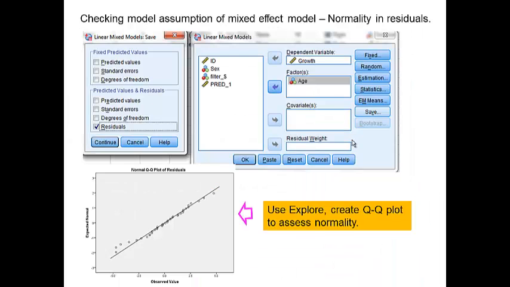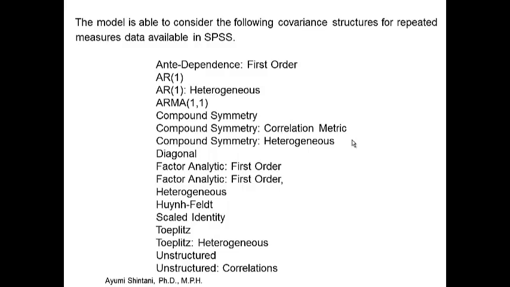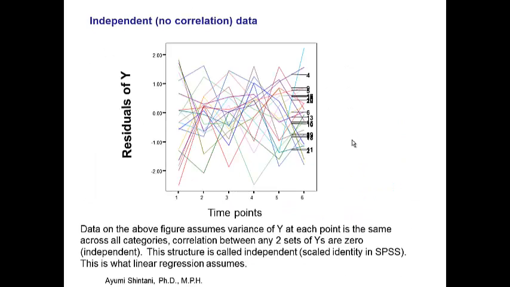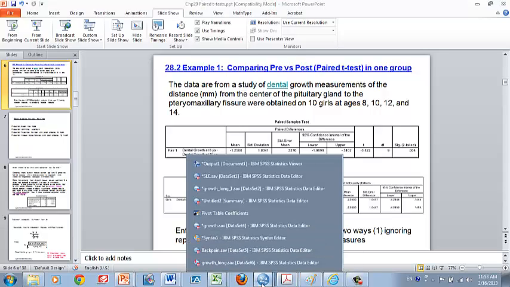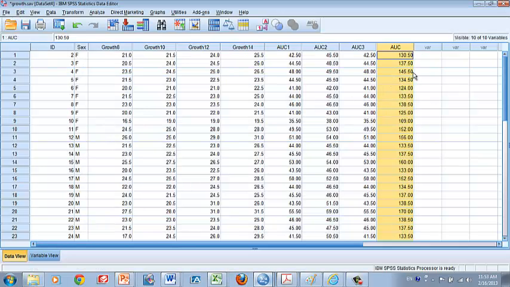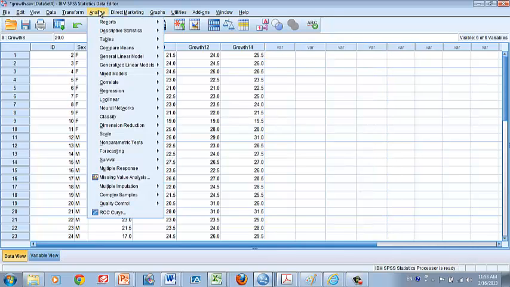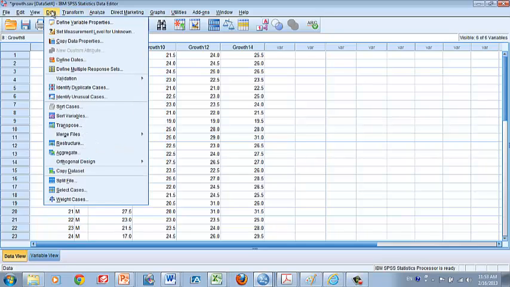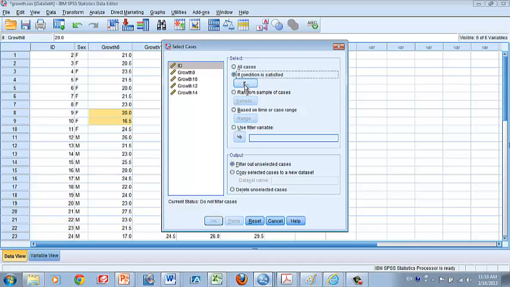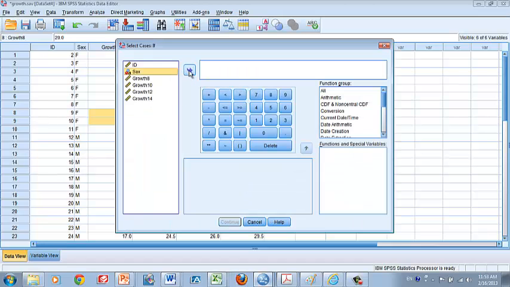So let's analyze this data. We know we can't use a student t-test, so we use a paired sample t-test. Let's do that together. To do a paired sample t-test, it requires horizontally entered data, so we need to go to this horizontal data set. Let's do the paired t-test. We are only comparing within the girls, so we will select data only from girls.